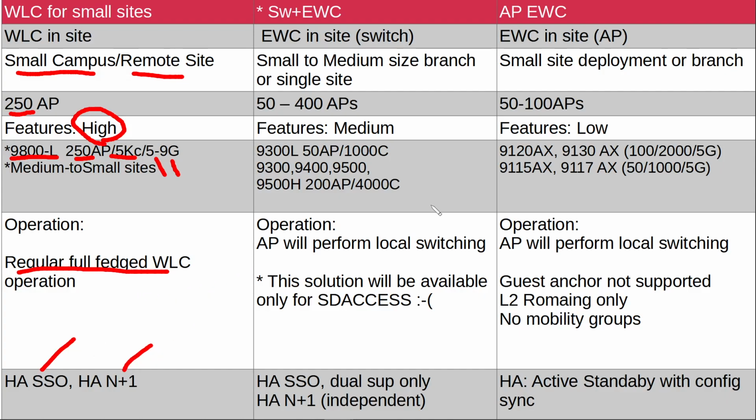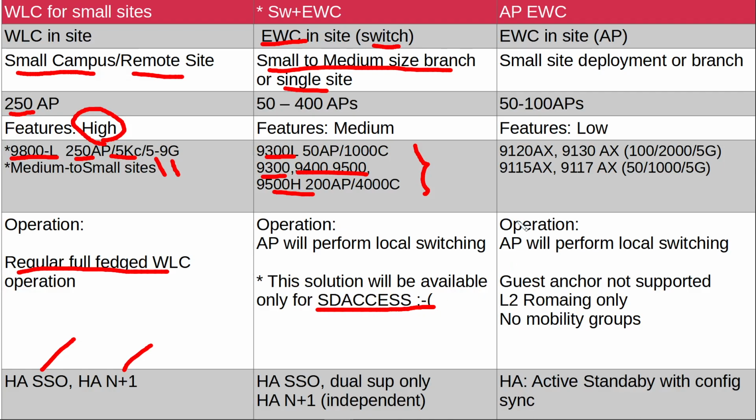There was another option a while back where you can have an embedded wireless LAN controller within your switches. This will work for small to medium-sized branches with these capacities, and that will work with these switches. However, this function is no longer supported for regular networks. It is supported if you have an SD-Access network. So in order to have this, you will need to have a full-fledged SD-Access network.